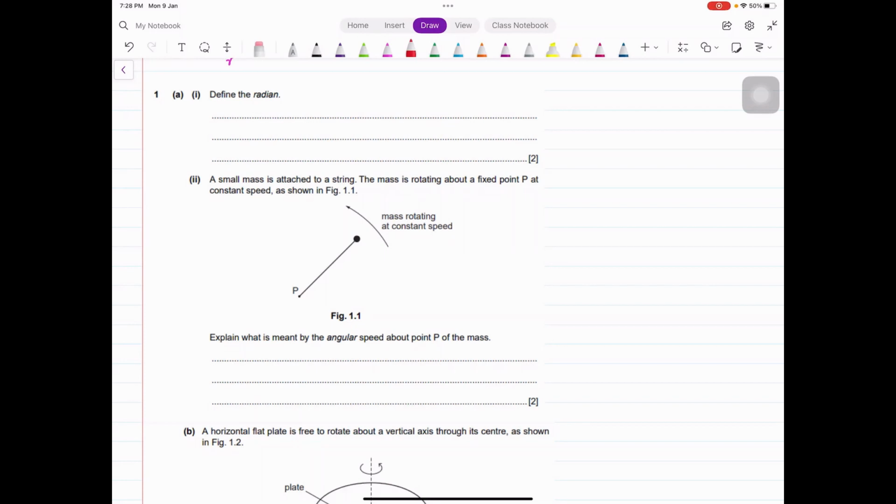Specific angle such that the arc length is equal to the radius? Yes. So that only scores you 1 mark, Kartika, because what you need to write is angle. It is defined as the specific angle such that the arc length is equal to the radius of the circle. 1 mark for the angle subtended at center. If you do not write this, no mark. For the other mark, you need to write that the arc length is equal to the radius of the circle. This will give you 2 marks.